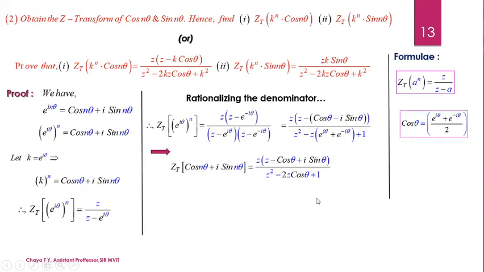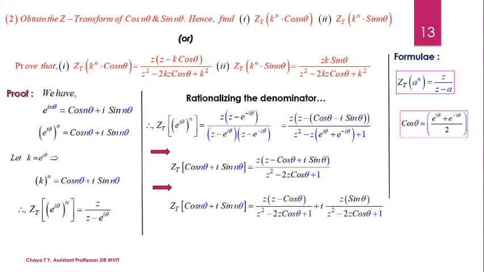Now group the real and imaginary parts. So when I group the real and imaginary parts in the RHS, I will get it as z times of z minus cos theta divided by z square minus 2z cos theta plus 1 plus the imaginary term is z times of sin theta divided by z square minus 2z cos theta plus 1.